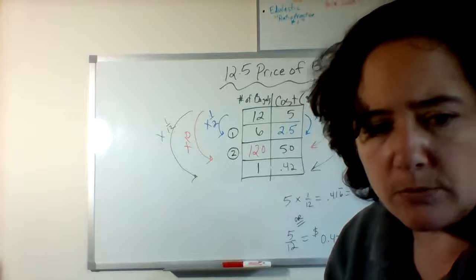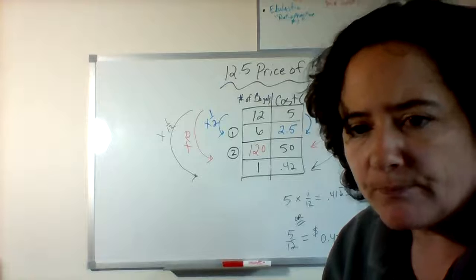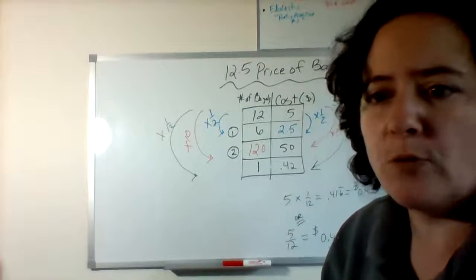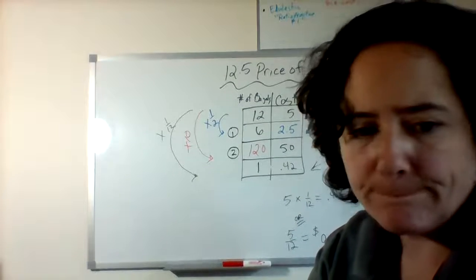Giovanni Gonzalez, number 2 is incorrect. The other ones are good. Good job. Emily, number 4 is incorrect. The other ones are good.